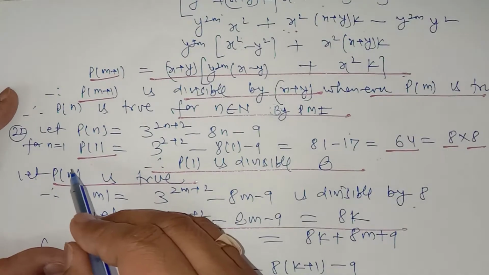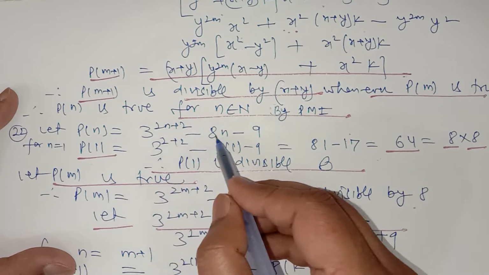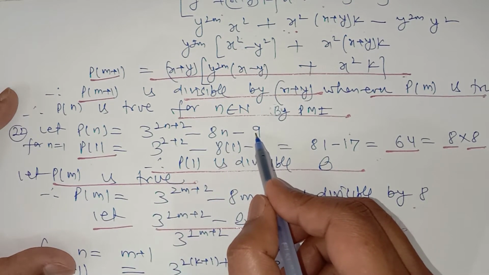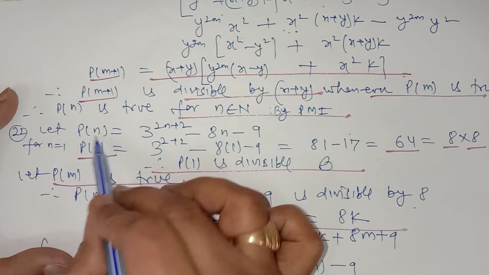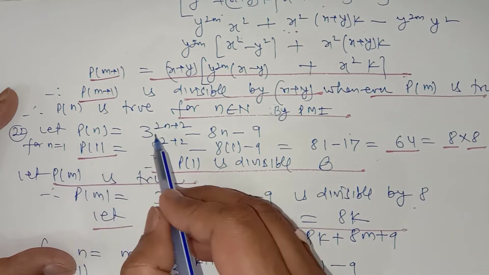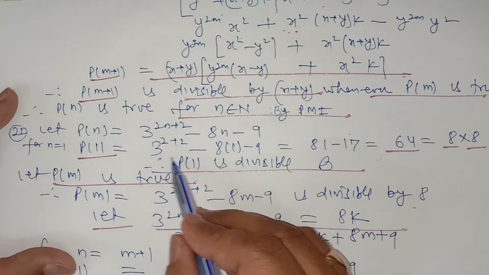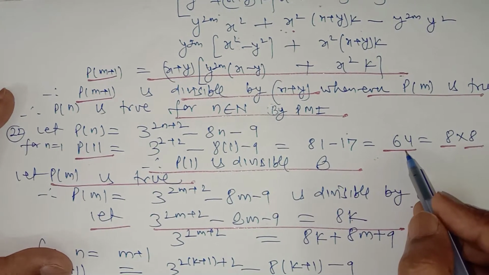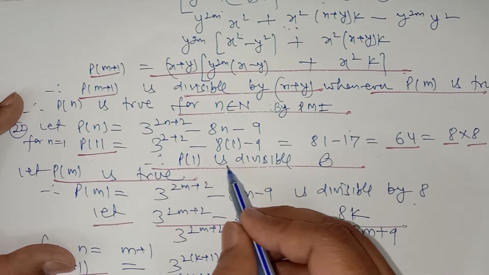Same as question number 22, you have to prove that 3 raised to power 2n plus 2 minus 8n minus 9 is divisible by 8. You have to prove it. So let it equal Pn. For n equal to 1, 3 raised to power 2 into 1 plus 2 minus 8 into 1 minus 9. On simplification, I am getting 64, which is 8 into 8. That is, it is divisible by 8. So therefore P1 is true.